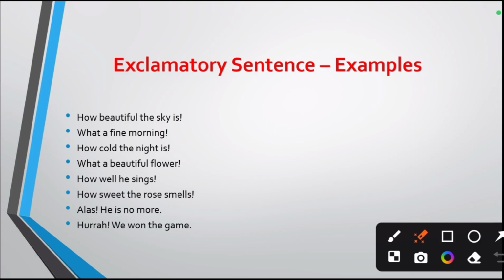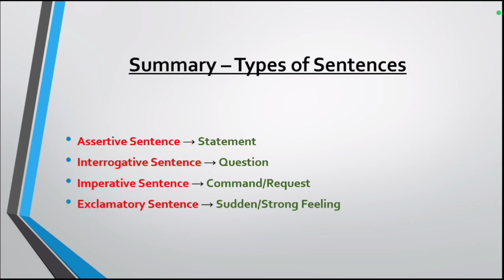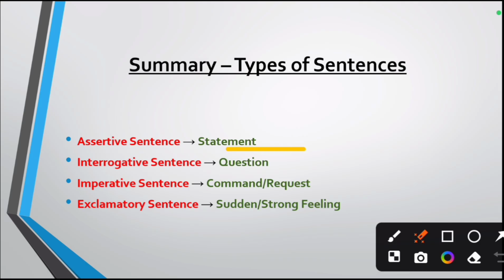Next, I will give you a brief summary. See here, you can observe: assertive, statement; interrogative, question; imperative, command or request; exclamatory sentence, sudden or strong feeling. Apart from these 4, we have some more types of sentences. What are they? I guess you all already have a doubt. That is why I am giving you prior information.